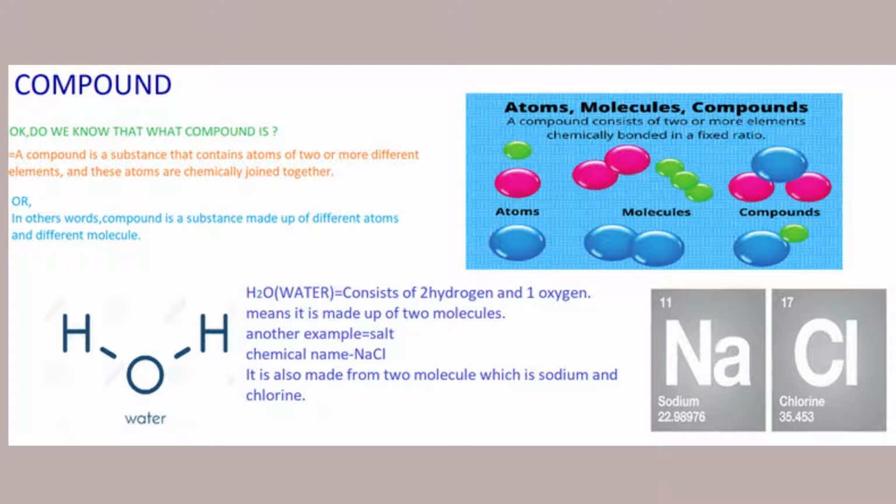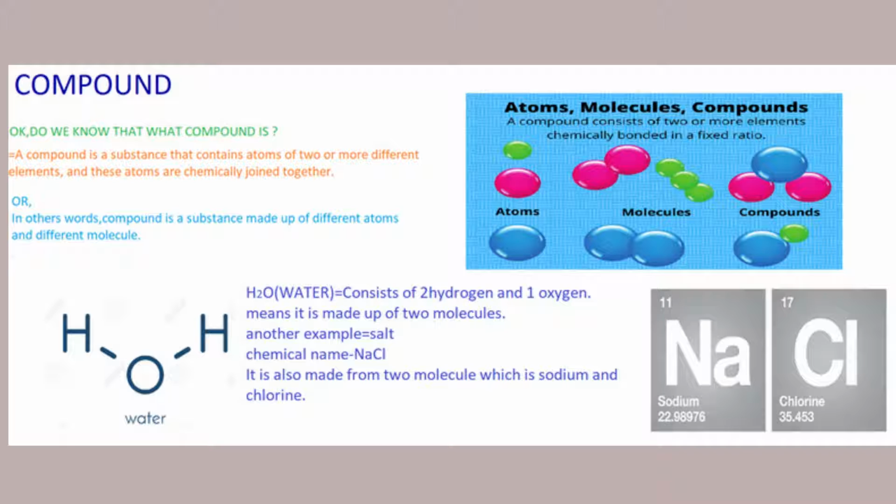Let's discuss compounds. Do we know what a compound is? A compound is a substance that contains atoms of two or more different elements, and these atoms are chemically joined together. Or in other words, a compound is a substance made up of different atoms and different molecules. Here is a picture or diagram to make you understand. A compound consists of two or more elements chemically bonded in a fixed ratio.